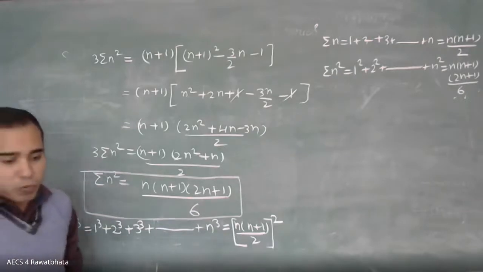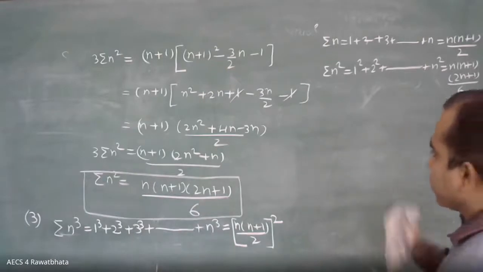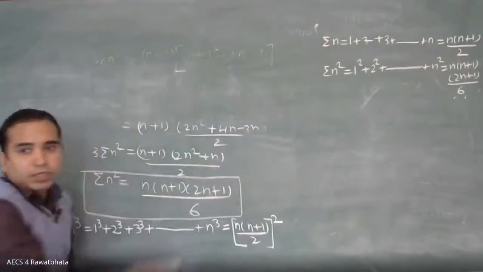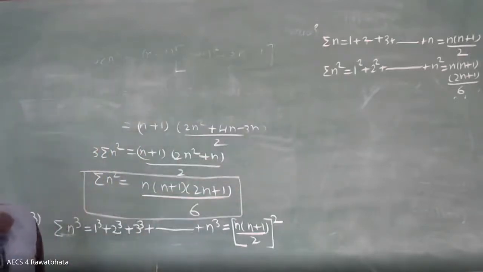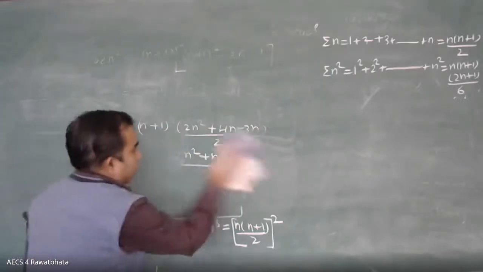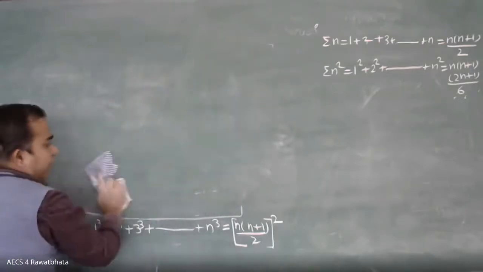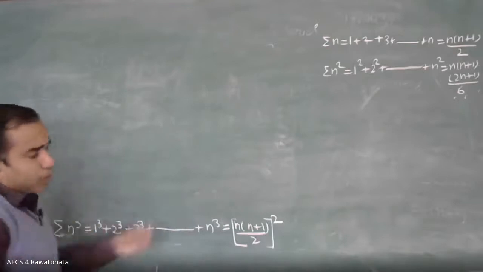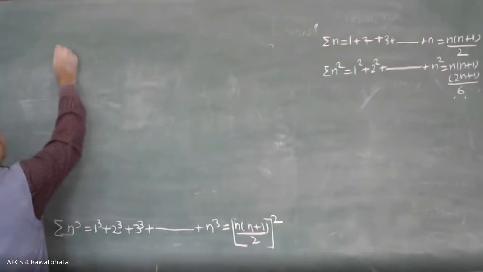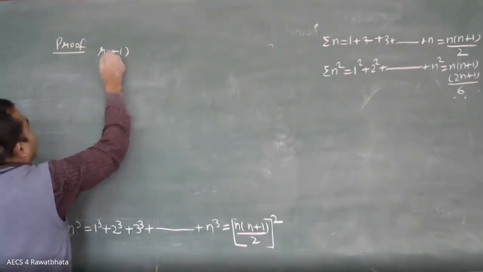Can you suggest how to prove it, friends? How to prove it, friends? You can guess that as for sigma n square, I have taken r plus 1 whole cube. So to prove this formula, let us take r plus 1 whole raised to power 4.